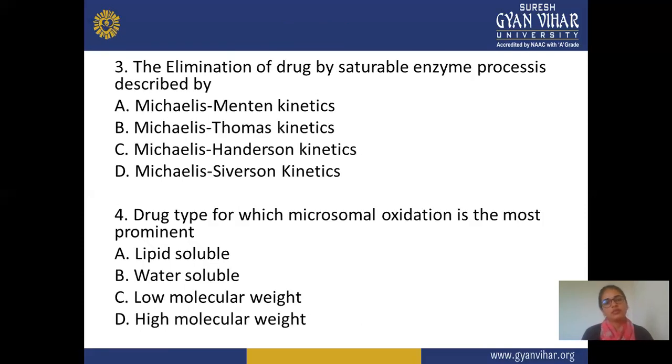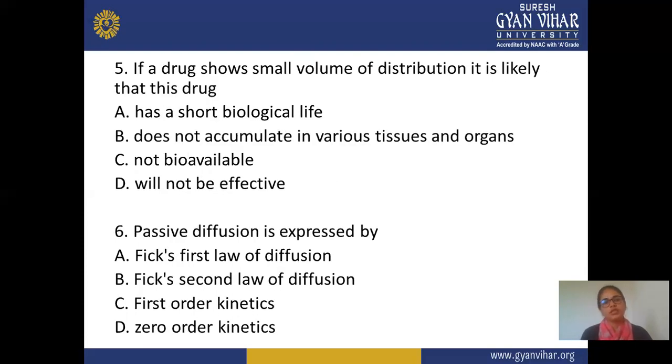In the third question, the elimination of a drug by a saturable enzyme process is described by A, Michaelis-Menten equation. B is Michaelis-Thomas kinetics. C is Michaelis-Henderson kinetics. D is Michaelis-Severson kinetics. Next, the fourth question is the drug type for which microsomal oxidation is the most prominent. A is lipid soluble, B is water soluble, C is low molecular weight, and D is high molecular weight. Next, in the fifth question, if the drug shows a small volume of distribution, it is likely that the drug is A, a short biological life. B is does not accumulate in various tissues and organs. C is not bioavailable. D is will not be effective.